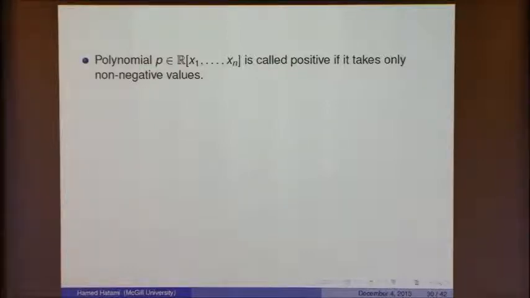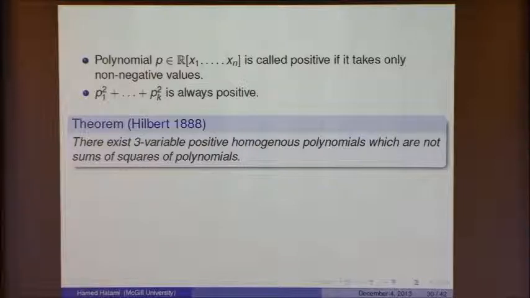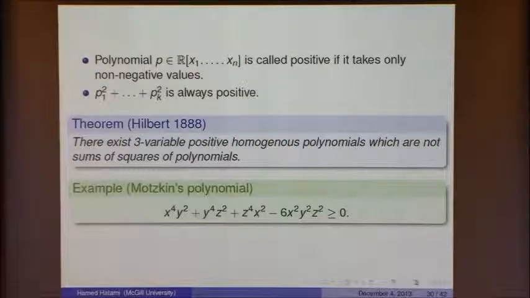So you talk about positivity and sums of squares. Where should one look? Of course, polynomials. For polynomials, we know sums of squares is always positive, and Hilbert first observed a long time ago that there are three-variable positive homogeneous polynomials which are not sums of squares of polynomials. So this question, in the setting of polynomials, has a counterexample. One simple one is Motzkin's polynomial over three variables, degree 6. It's positive, but you can't write it as a sum of squares of polynomials.